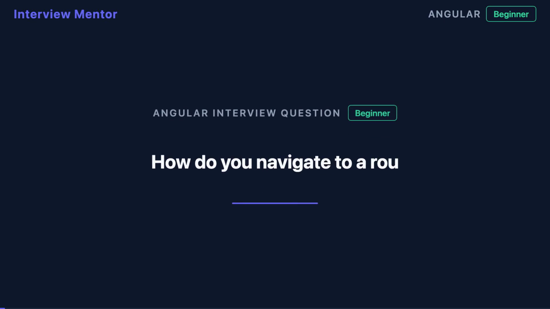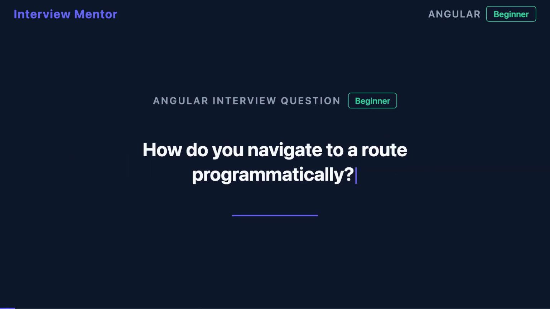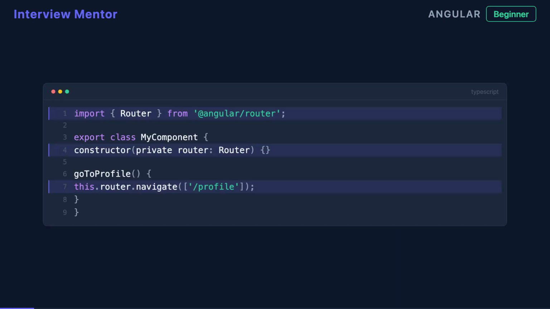You can't always rely on router links in templates. Sometimes your code needs to take control and navigate programmatically. In Angular, programmatic navigation starts with the router service. Inject it into your component or service using dependency injection.